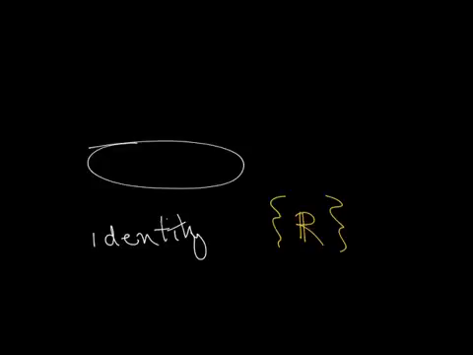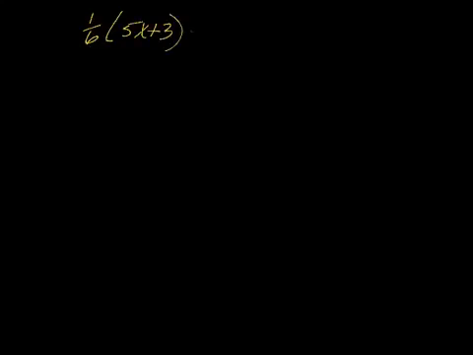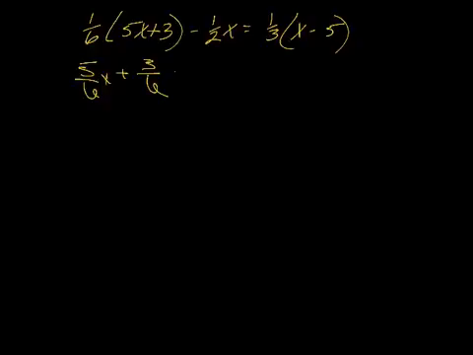This is example number 9, and we'll look at the other extreme. So we have 1/6 times 5x plus 3 minus 1/2 x equals 1/3 times x minus 5. Okay, let's go ahead and distribute. 1/6 times 5x is 5/6x plus 3/6 minus 1/2 x equals 1/3 x minus 5 over 3.